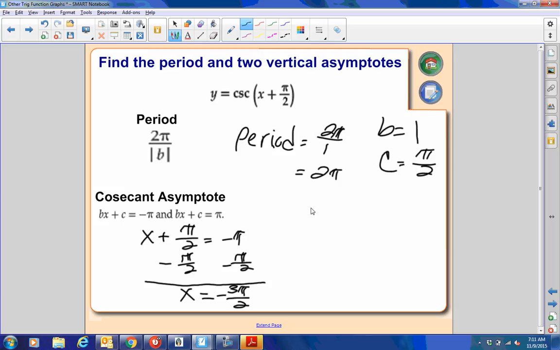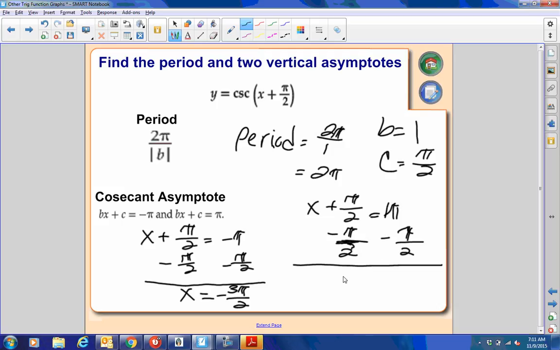And then for the next one, I have x plus pi over 2 equals pi. And again, I'm going to subtract pi over 2. I'm ignoring the fact that it really says pi just for purposes of figuring out the numbers. And this is a 1, and that's a 1/2. So x equals 1/2, but again, I put the pi back in there. So pi over 2 is my second asymptote. Hopefully you got those two as your answers.